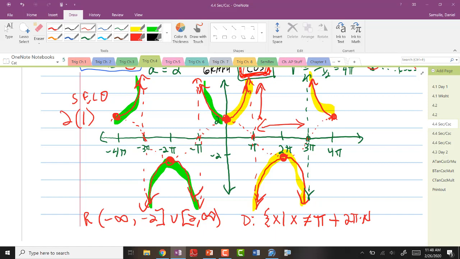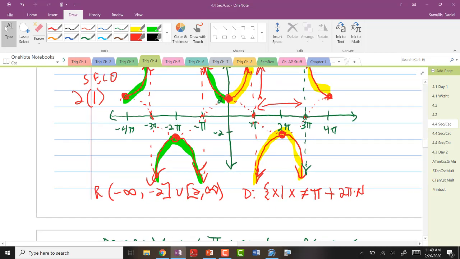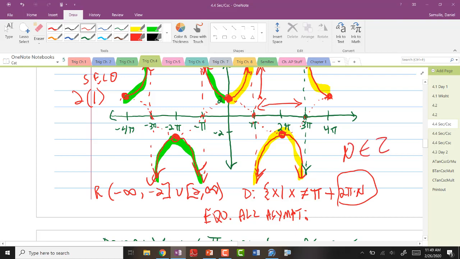Okay? Now, guess what? You know what else they ask you? What's the equation of all of the asymptotes? You remember 2 days ago on Monday, the last time I was here, I showed you how to write all, and this is how you write all, where n is an element of integers. These are integers that I plug in 0, 1, 2, -1, -2. I end up getting all those undefined values.